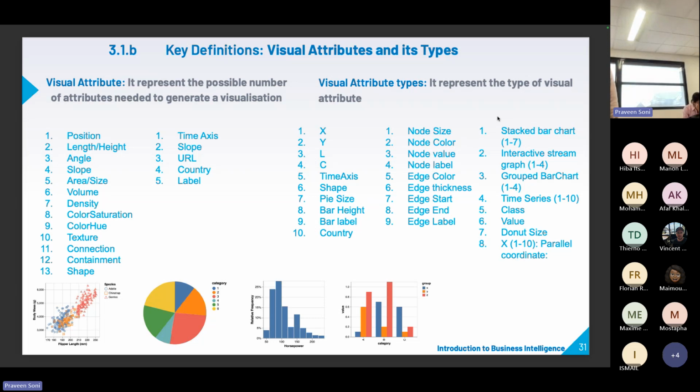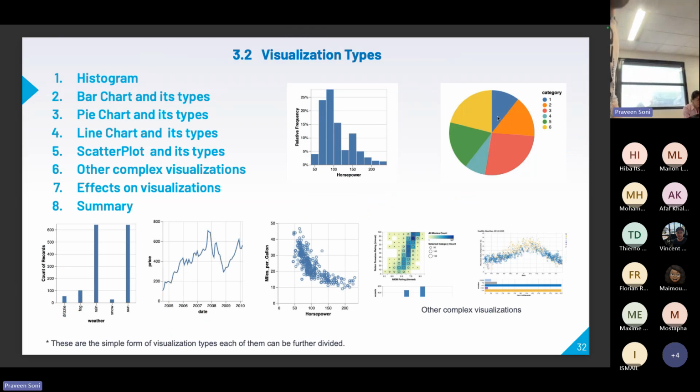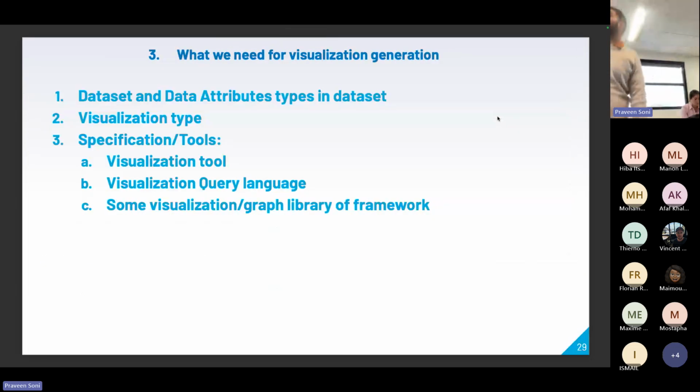Like x, y, and time axis. We will not go into all of them in much detail. We just have to understand the simple x, y, and time axis. Pie size as well; when I plot some graphs, we will see there. So first we talked about the dataset and data attribute types, then visualization type, visualization attributes, and visualization attribute types. Now we will see the second one in detail.